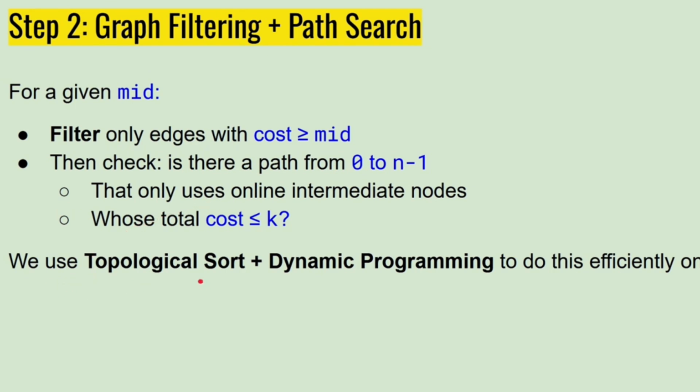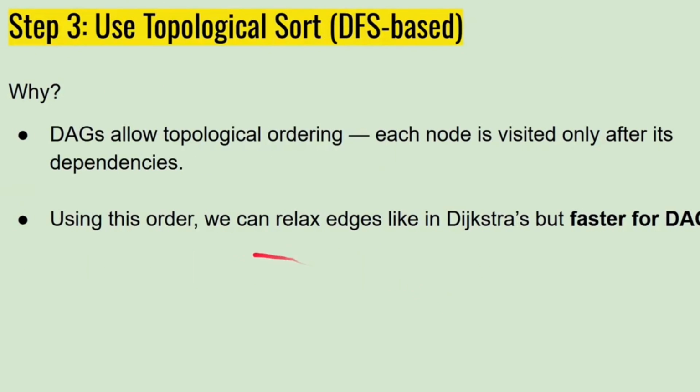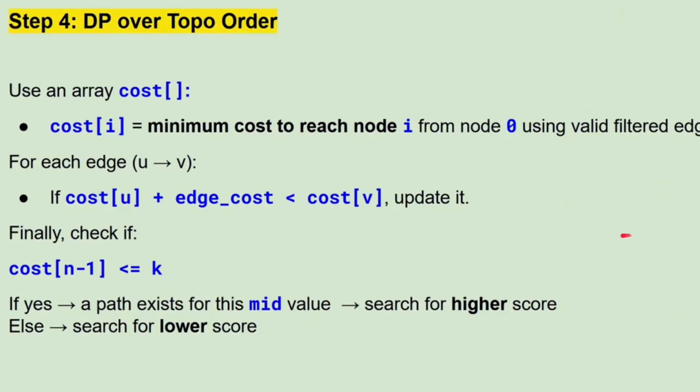Then we will use topological sort plus dynamic programming to do this efficiently on the DAG. Why are we going to use topological sort? Because a DAG allows a topological order, where each node is visited only after its dependencies. Using this order, we can relax edges like Dijkstra's, but faster for DAGs. If you're not aware of topological sort, let me know in the comment section and I'll create another video so you can understand how it works.